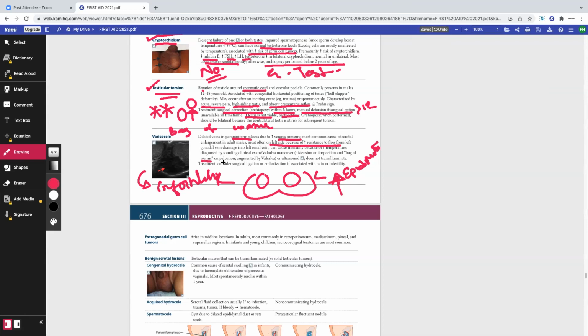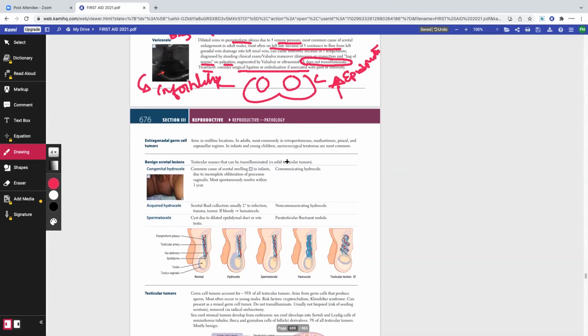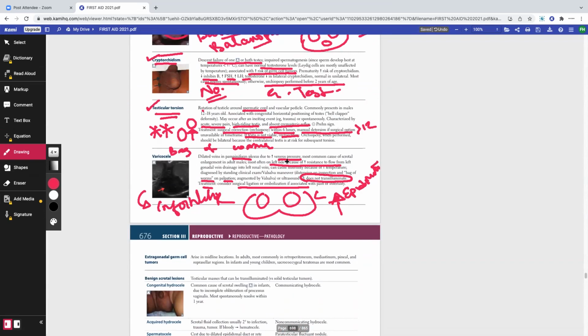So that's the bag of worms on palpation. On ultrasound, it will not transilluminate. Can you tell me one testicular lesion that will transilluminate? One testicular lesion that will transilluminate is a hydrocele. Very good. Treatment is by surgical correction and ligation or embolization, with pain or infertility. Okay, so we do surgery, as simple as that: surgical ligation of the veins.